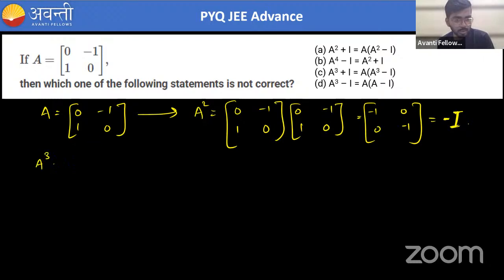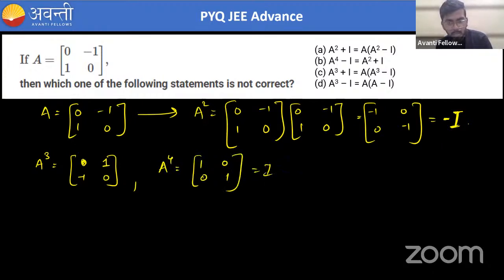So the value of A square you got as minus I. Now A cube will be equals to 0, 1, -1, 0. And A power 4 if you try to solve this, you will get 1, 0, 0, 1. So this is I.